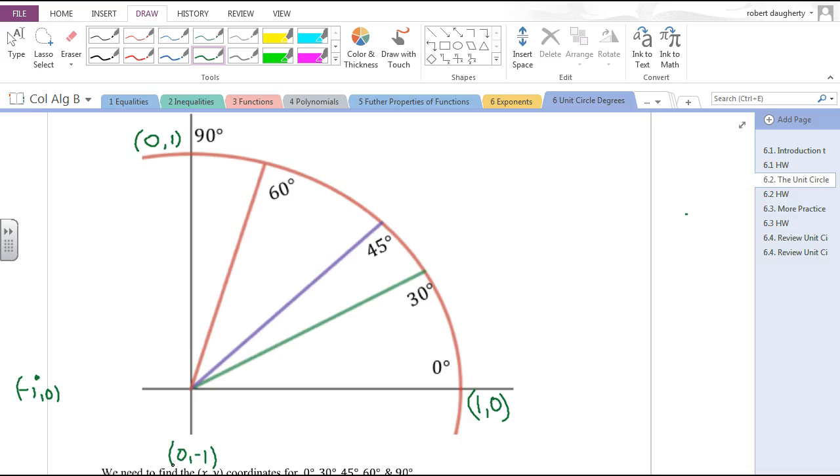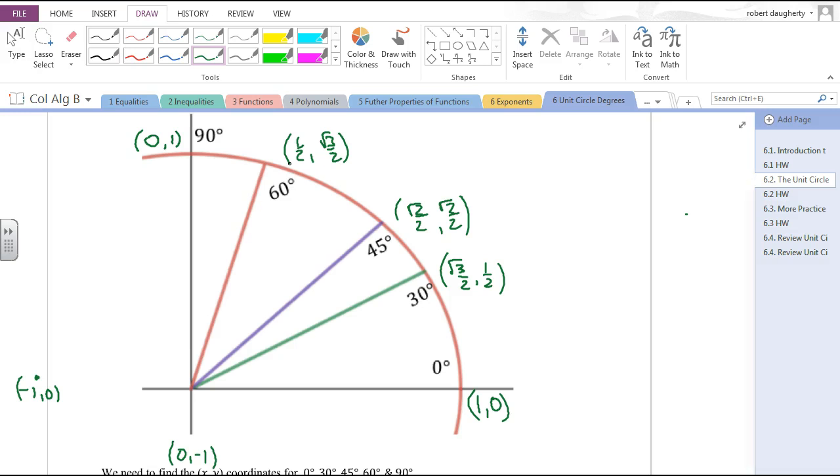Now, we just need ways of memorizing what these numbers are. So in this case, it's going to be what? Square root of 3 over 2, 1/2. Square root of 2 over 2. Square root of 2 over 2. And then 1/2, square root of 3 over 2. If you know all of those numbers, you'll be good with the unit circle.